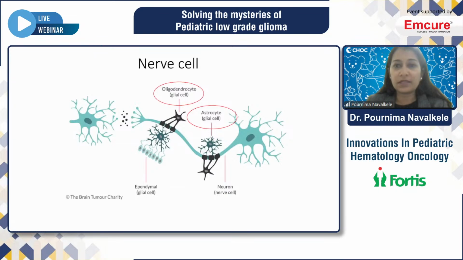So this is a basic picture of a nerve cell. As you can see, there are the neuron lined with astroglial cells or astrocytes, the oligodendrocytes, which are also glial cells, and the ependymal lining, which are also glial cells. And most of the tumors actually arise from these glial cells, and they are called gliomas. My focus today is more on the astrocytic or oligodendrocytic type of glioma, followed by glioneuronal tumors.